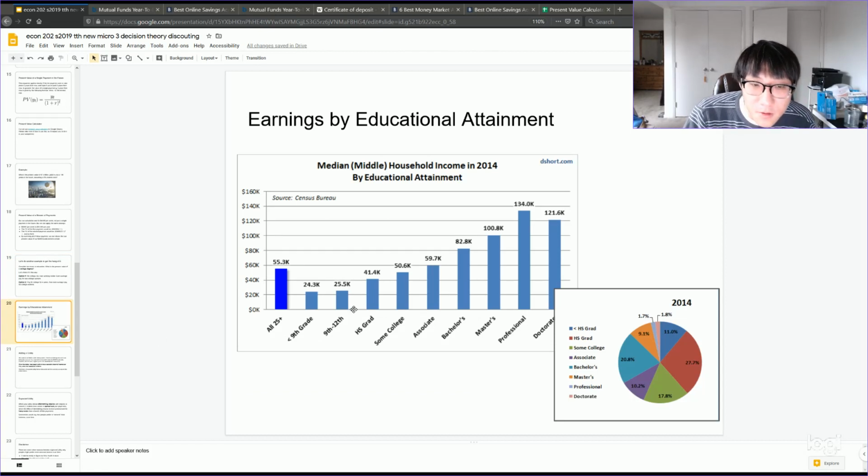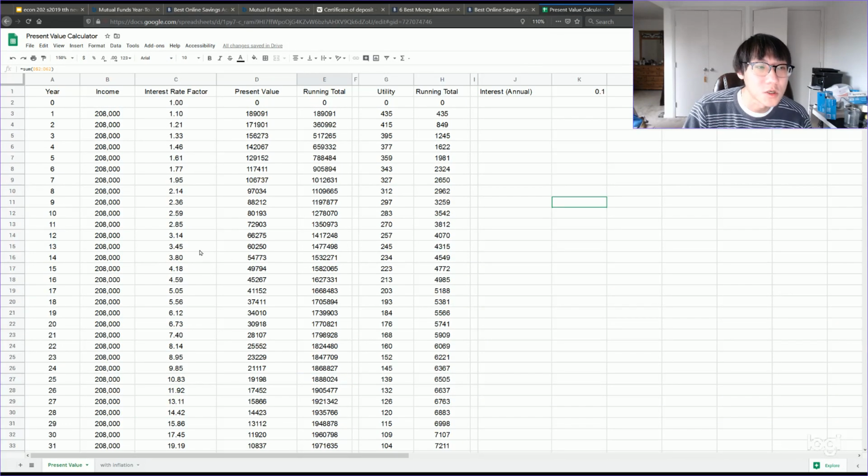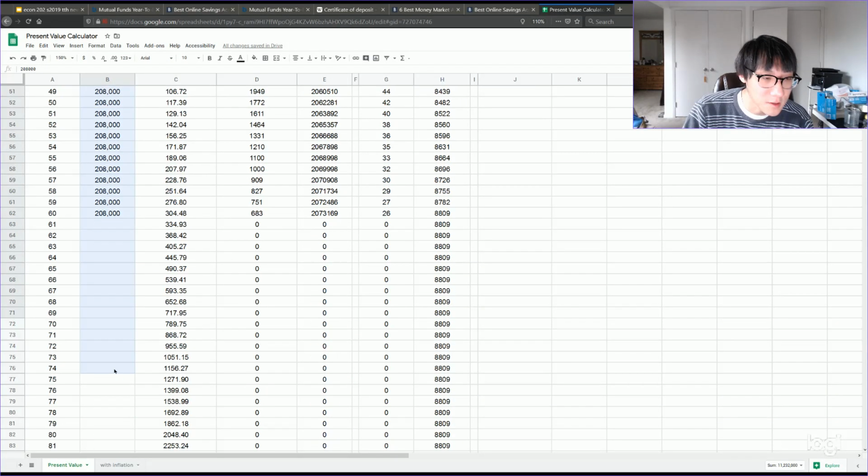So what is the average pay for these different levels? You can see that for a high school graduate, median household income is 40 grand, and for somebody with a bachelor's degree, median household income is close to double that, 80 grand. So let's keep the numbers simple and use 40 grand and 80 grand. I'm going to delete these values.